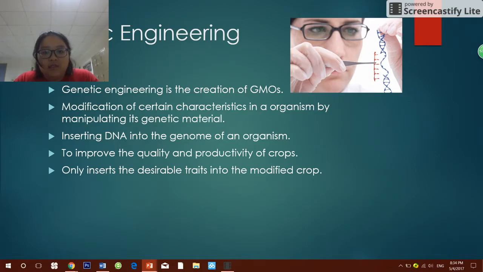This selective and conventional breeding would bring undesirable traits into the modified crop. However, through genetic engineering, it only inserts the desirable traits into the modified crop.